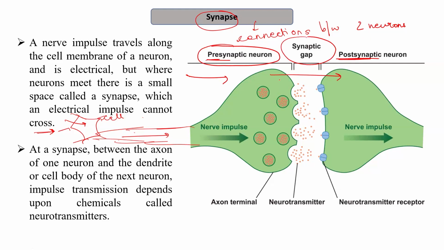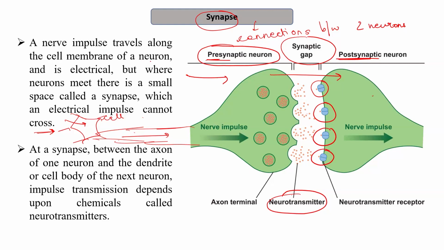So how are these impulses transmitted? The impulses are transmitted with the help of chemicals known as neurotransmitters. These neurotransmitters carry the impulse and help in the transmission of the nerve impulse from the presynaptic neuron to the postsynaptic neuron. On the postsynaptic neuron, the dendrites have receptors for the neurotransmitters, and the neurotransmitter binds to the receptors present on the postsynaptic neuron. After this, the information is transferred to the postsynaptic neuron.